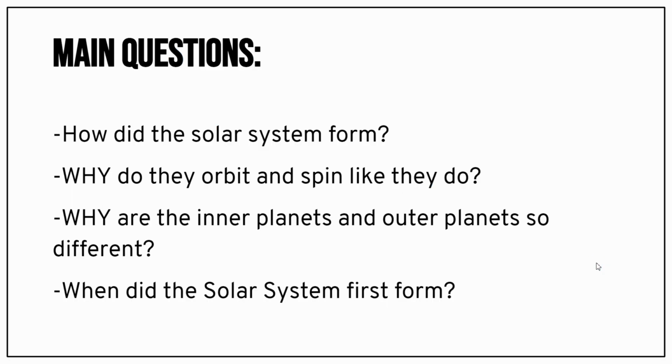Starting off with formation of the solar system, the main questions that you need to be able to answer today: how did the solar system form? Why do things orbit and spin the way they do? Why are the inner and outer planets so different? And when did the solar system form? Those 4 things. And you should be able to answer all of those questions after today's notes.